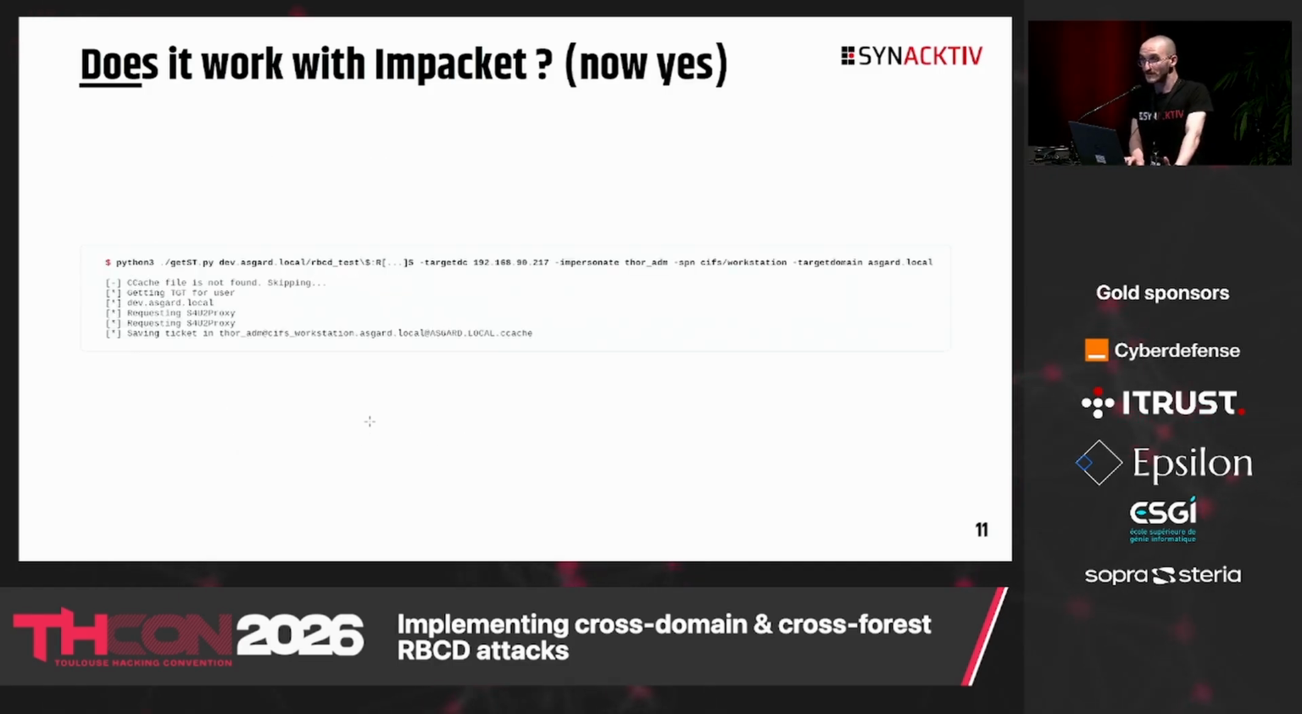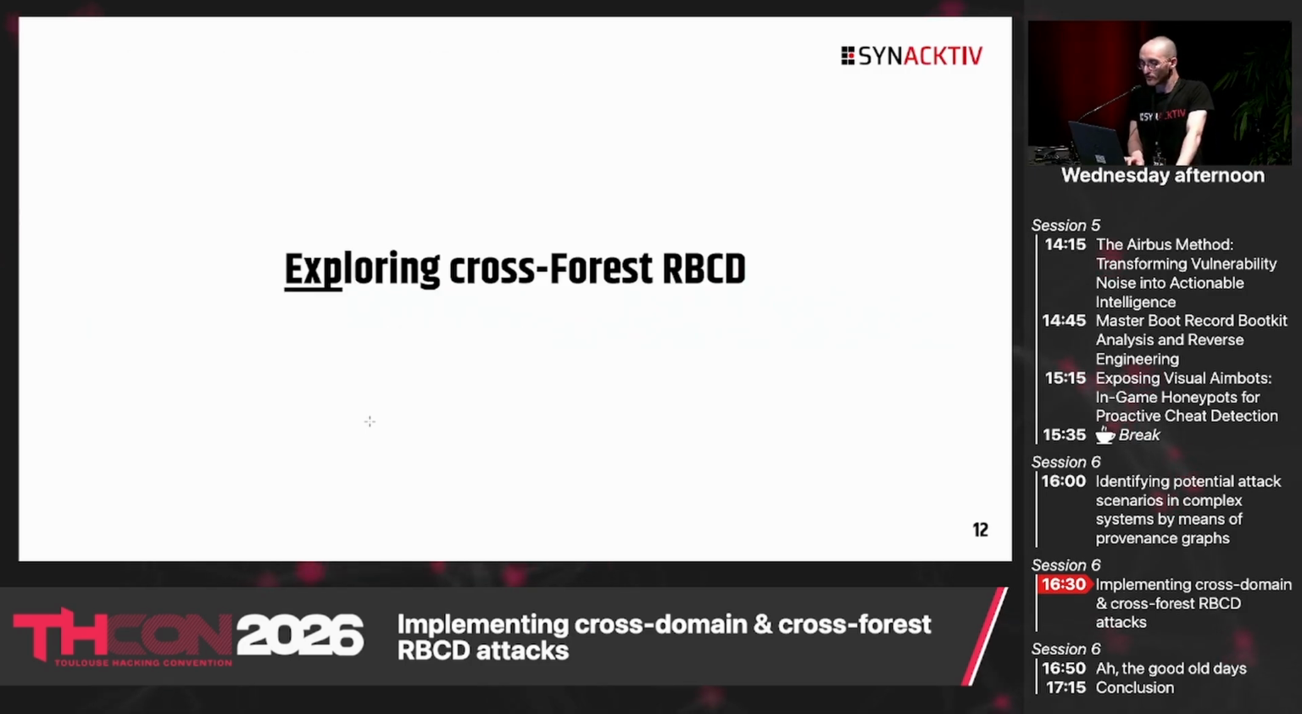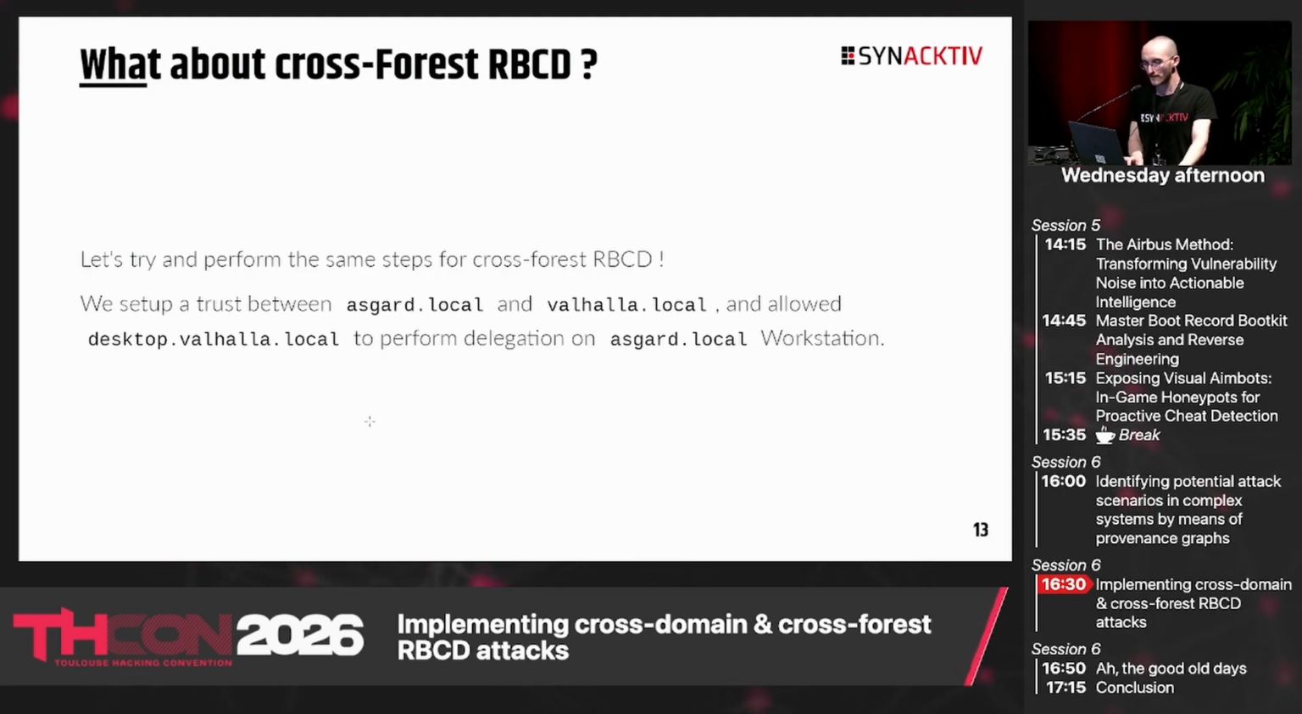So now we did some modification to the getST script of Impacket to be able to do so. So we were really happy, we got it working, and now we wondered, how does it work for cross-forest? So 2 different domains in different forests. So we basically perform the same step, the coerce setup of the RBCD, but for 2 different domains, Asgard.local and Valhalla.local. And we wanted from an account from the Valhalla domain to perform a delegation on Asgard workstation and impersonate the domain administrator of the Asgard domain on the workstation.